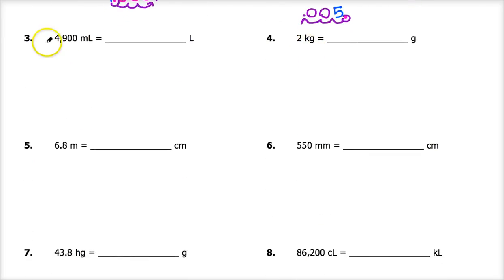Okay, number 3, 4,900 milliliters, and we're converting that to liters. So liters, again, is our base unit. Milliliters are over here on the right. We're starting with 4,900 milliliters, and we're moving to the left. We're going larger, so we need to move our decimal point to the left.